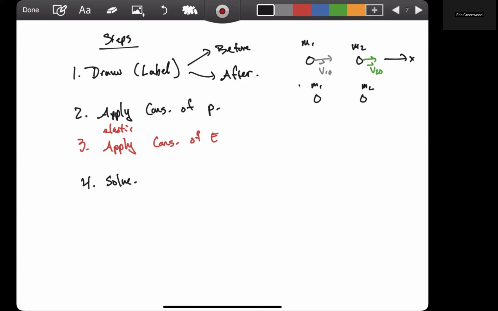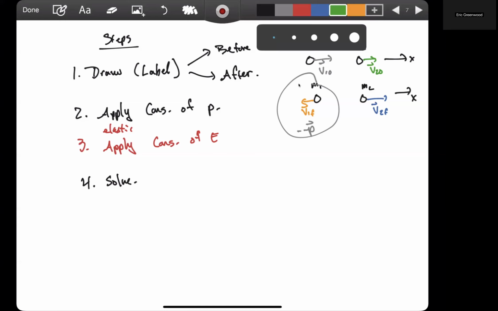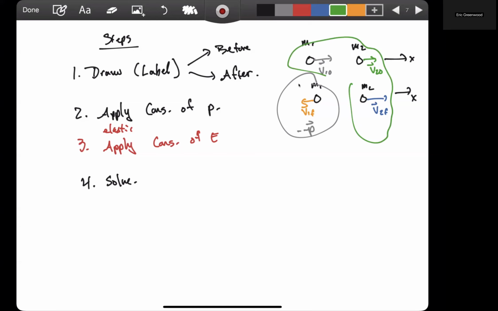Let's say M1 is catching up to M2, but it's less massive than M2. So this one is going to rebound in this direction. This is going to be my V1 final. And then this one is going to gain speed, so it's going to be moving with a slightly faster velocity. Let's call that V2 final. In this case, this one would have a negative momentum, because it's moving in the negative x direction, whereas all the rest of these would be positive momentum. So good, that's pretty much about it.